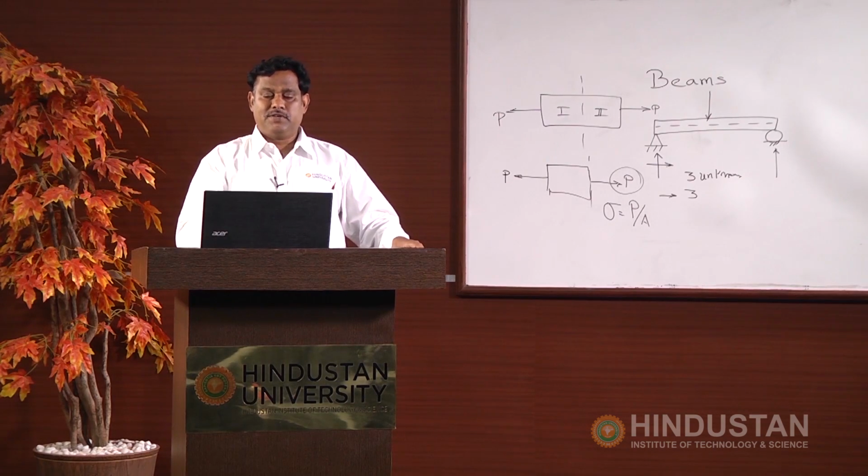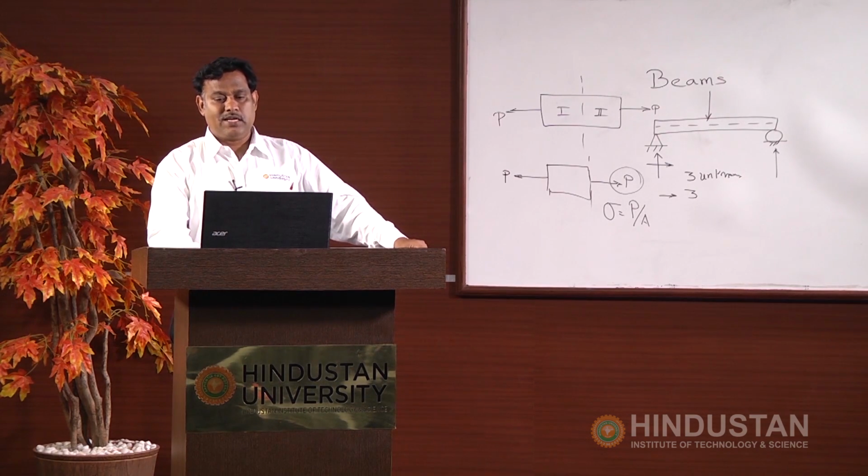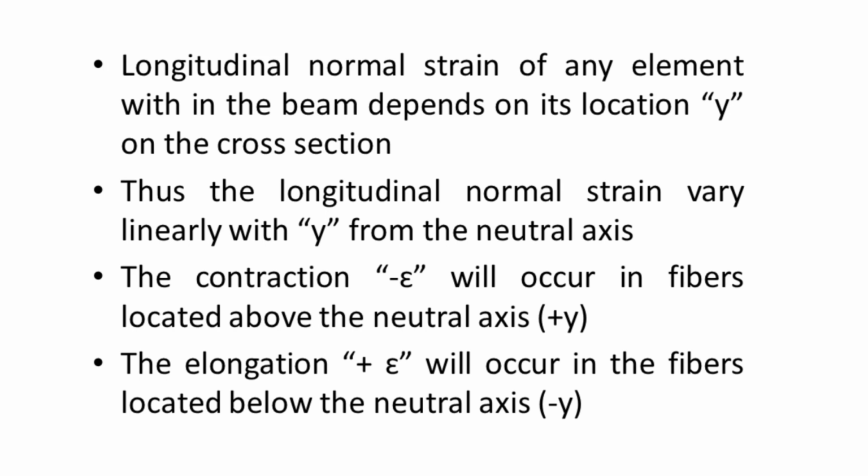So, here after seeing this equation, you can say the longitudinal normal strain of any element within the beam depends on the location of y. Thus, the longitudinal normal strain varies linearly with y from the neutral axis. It is maximum at the extreme fibers. The contraction, minus epsilon, will occur in fibers located above the neutral axis, that is plus y. The elongation, plus strain, will occur in the fibers located below the neutral axis, at minus y.